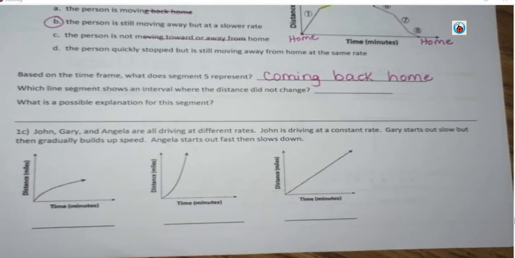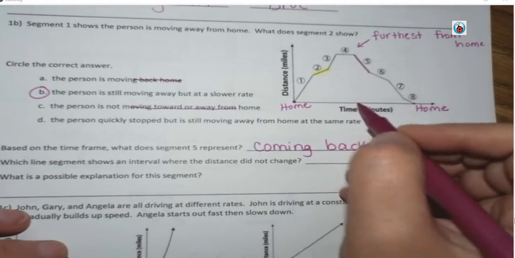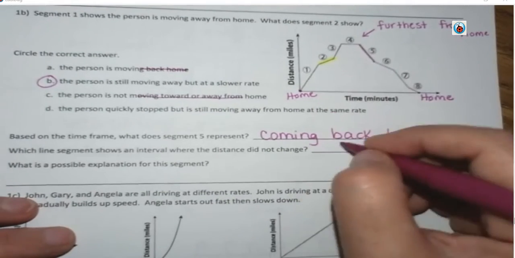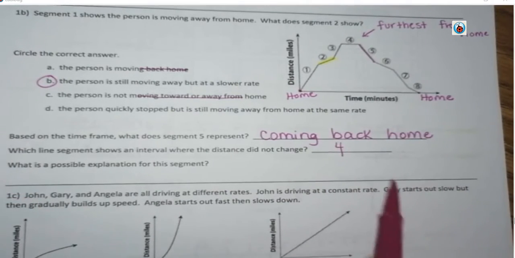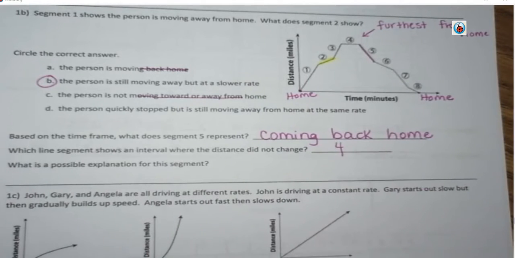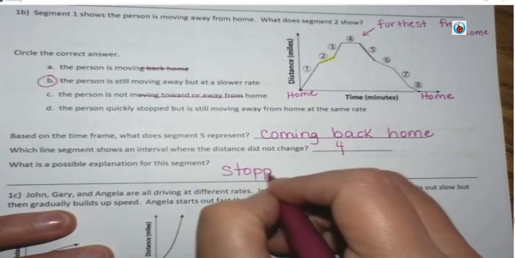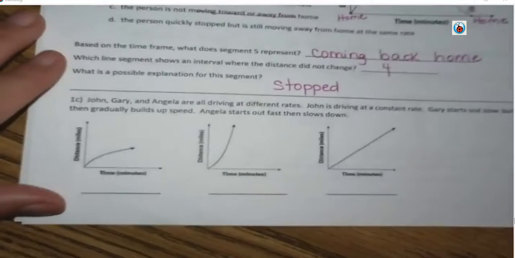Which line segment shows an interval where the distance did not change? So time kept going on, but the distance didn't change. That's during part 4. Whenever it flatlines, the y did not change, so distance didn't change. And what's a possible explanation for that segment? It's just when you're stopped. So time kept going on, but you're stopped somewhere. So you're at your friend's house, you're at school, you're at wherever you wanted to go.